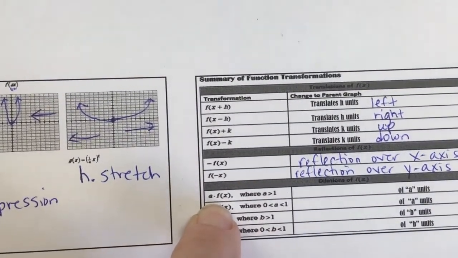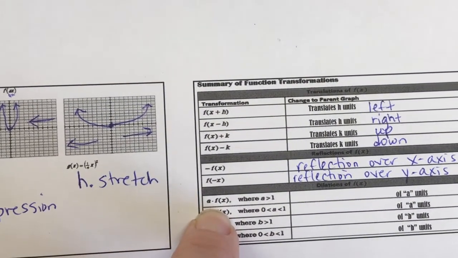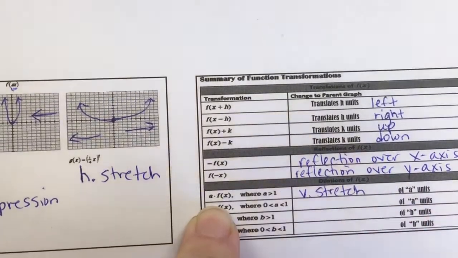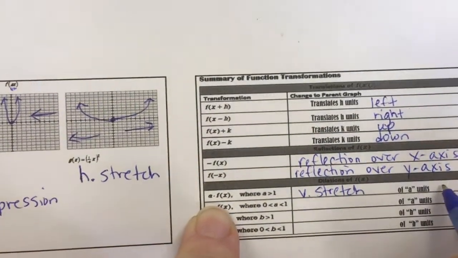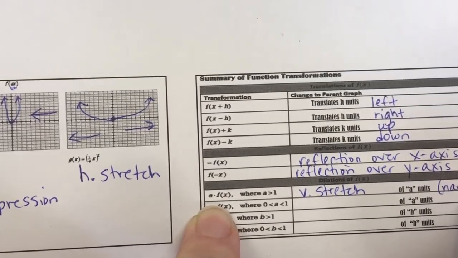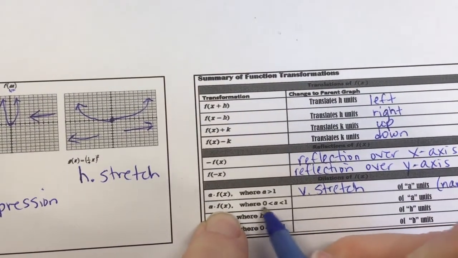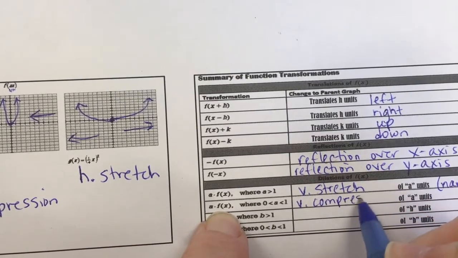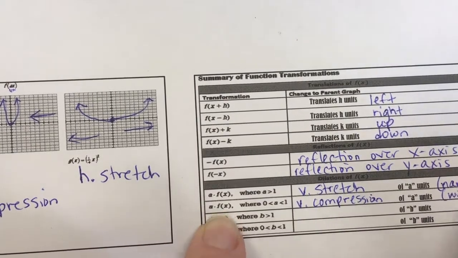If you're multiplying a by the whole thing, if a is out front, then that would be a vertical stretch, which makes it narrow. If a is between 0 and 1, that would be a vertical compression, which would make it wider.